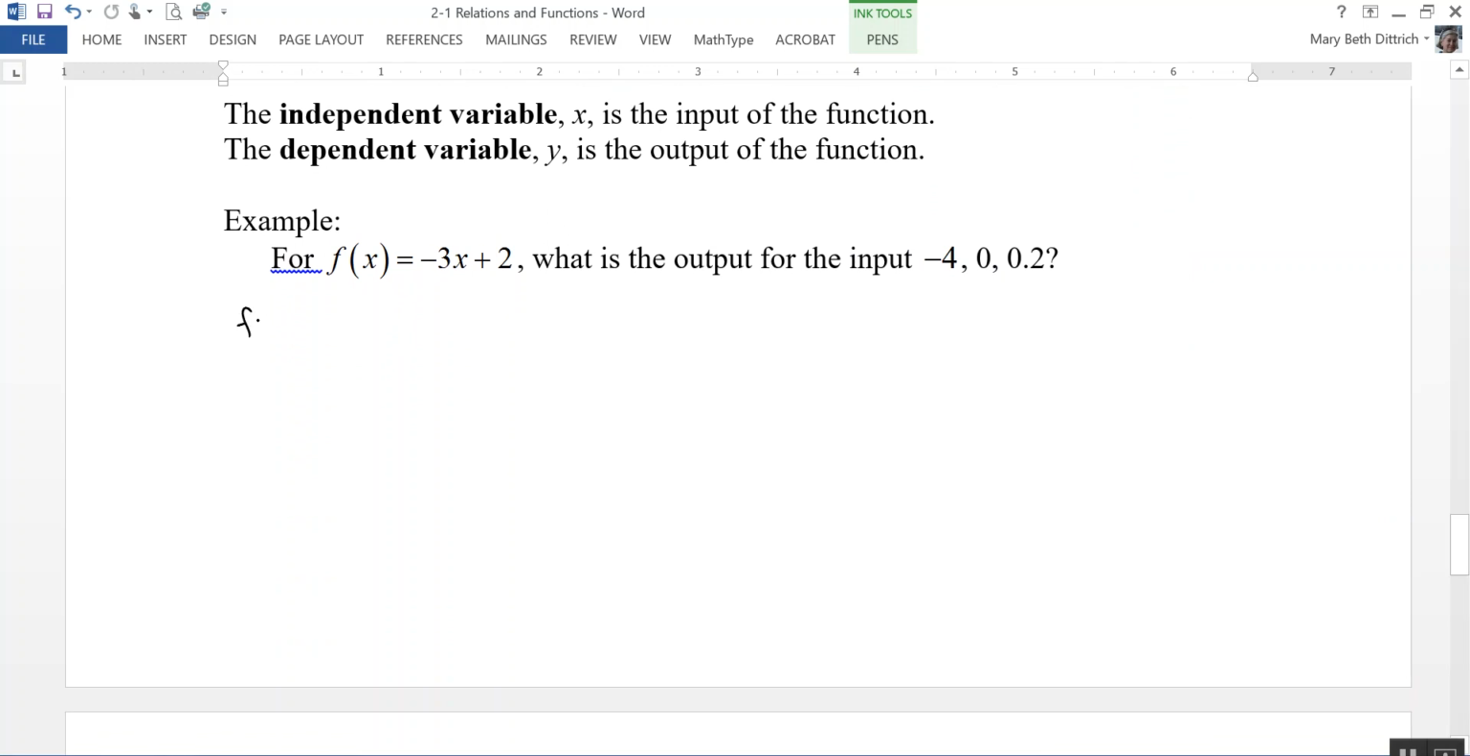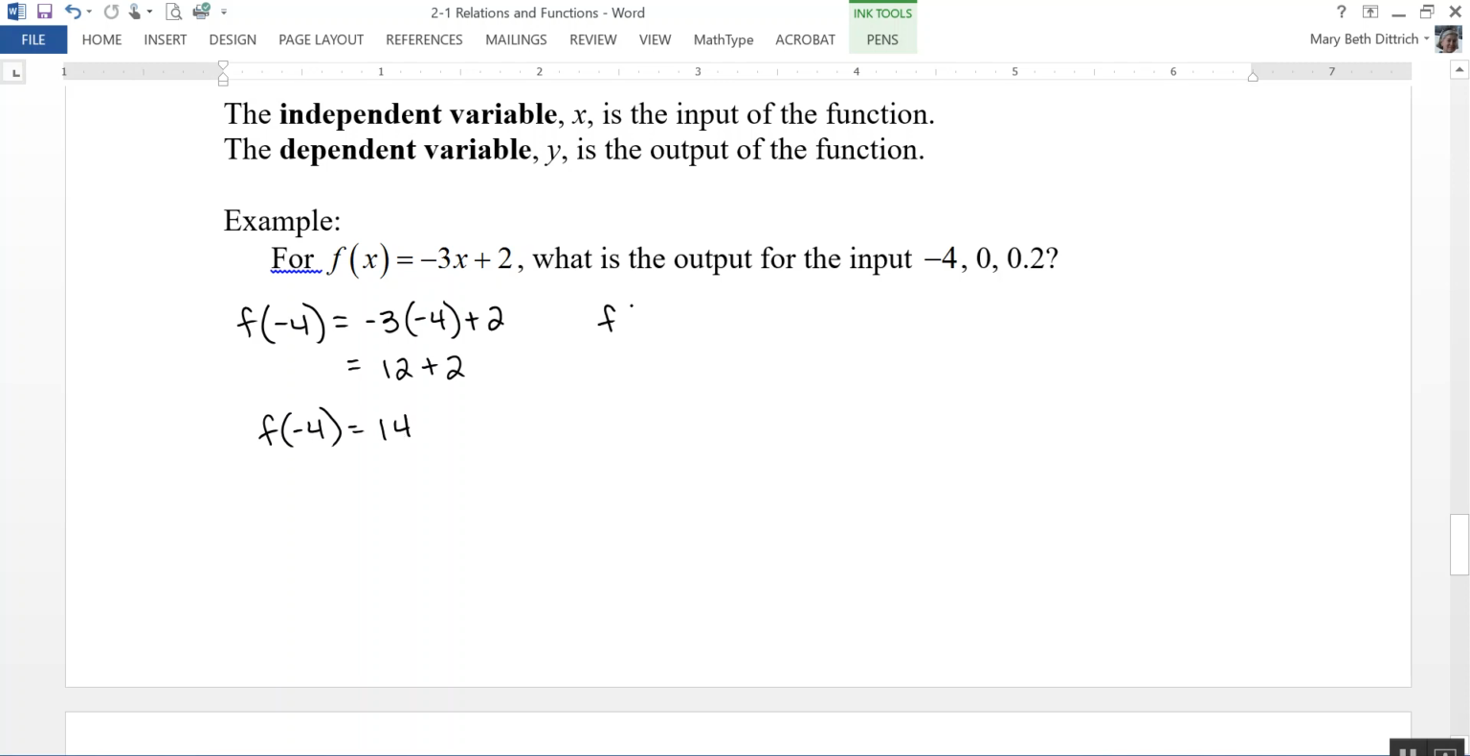So if we have f of negative 4, that means that I'm going to take negative 4 as my x and plug it into f for x. So instead of negative 3x plus 2, it's negative 3 times negative 4 plus 2. That's going to give me 12 plus 2, or we would say f of negative 4 is equal to 14. When my x is negative 4, my y is 14.